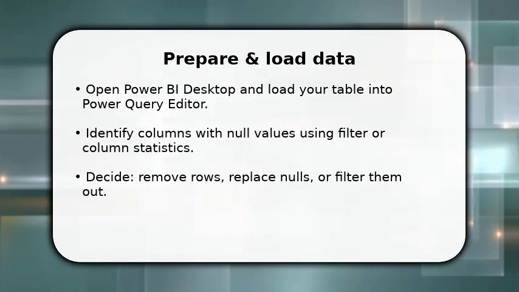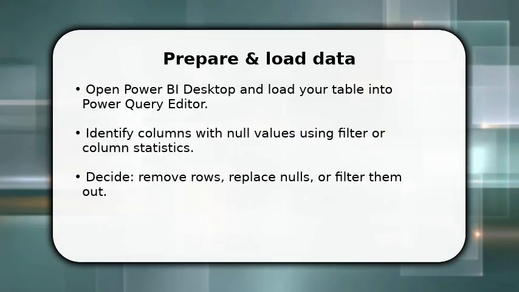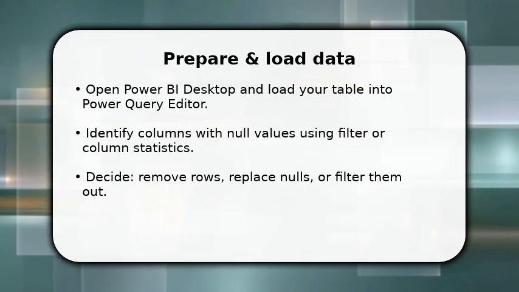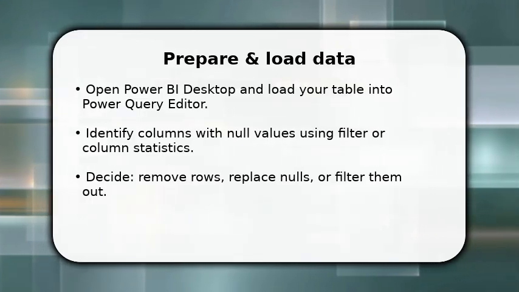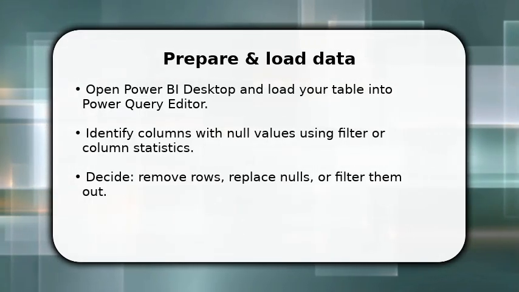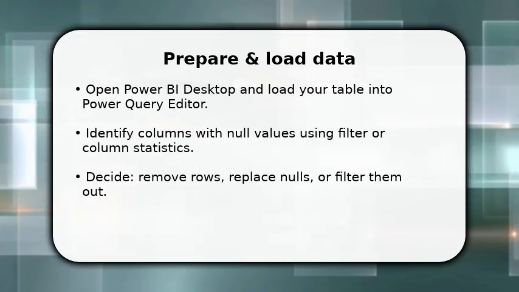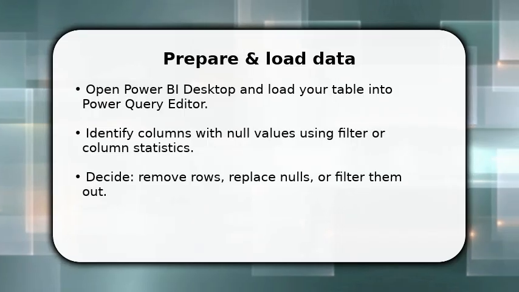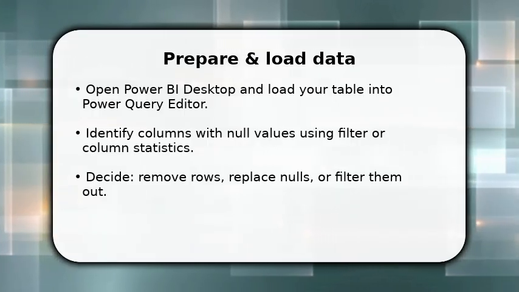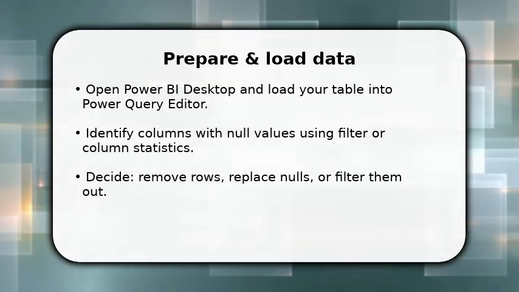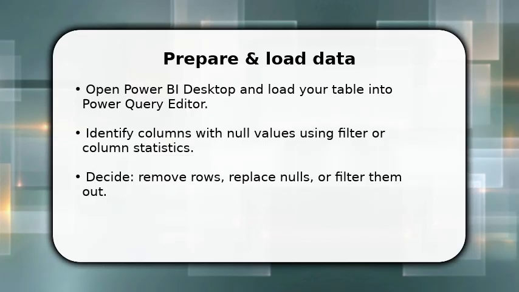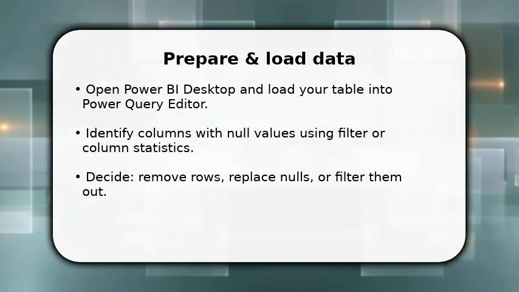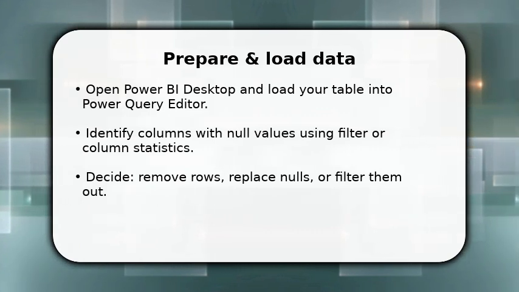You start by opening Power BI Desktop and immediately go to Transform Data to launch Power Query Editor. You need to locate the columns that contain nulls, use the Column Filter menu, or view the column statistics to confirm counts. Once identified, decide whether to remove rows, replace nulls with a value, or filter them out. This decision depends on data quality and analysis needs. You should proceed now to apply the chosen action to those specific columns.